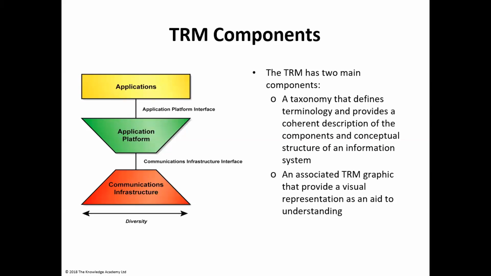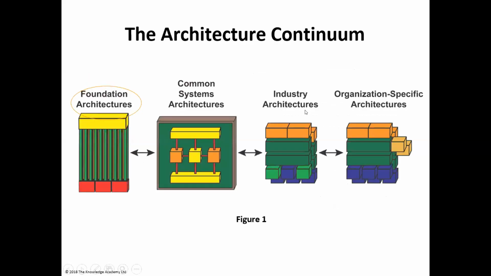The second one, TRM, has two components. The first one is taxonomy, and the second one is called graphic. What is a graphic? Basically, graphic provides a visual representation to understand better. So, two main components in TRM. One more thing: TRM is an example of a foundation architecture.